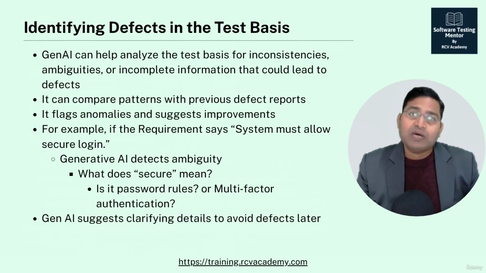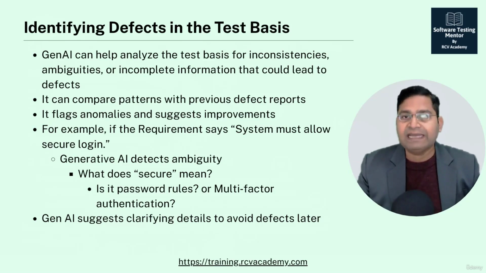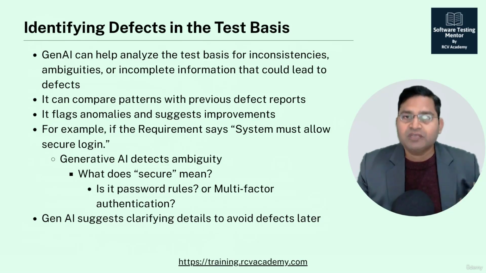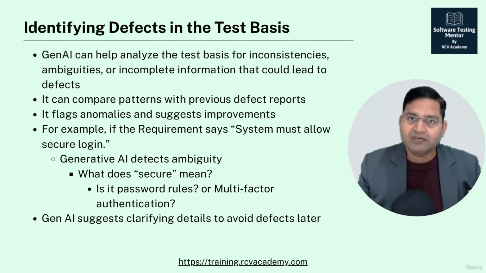For example, if the requirement says the system must allow secure login, then generative AI can detect any ambiguity. What does secure mean in there? Is the requirement testable or not? What does fast login mean? If the requirement says the login should be fast, then what does it mean? Does it mean 1 second, 5 seconds, 10 seconds? So these ambiguities can be easily figured out by Gen AI.